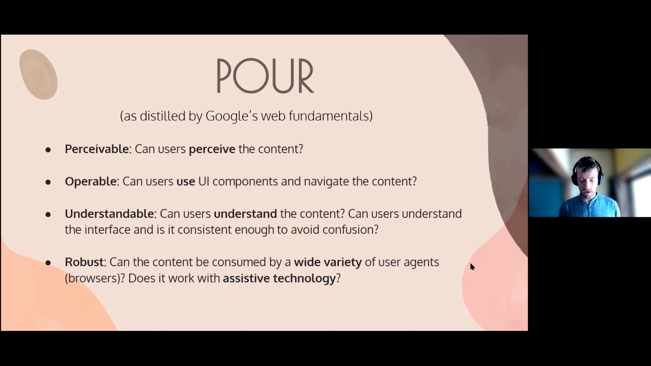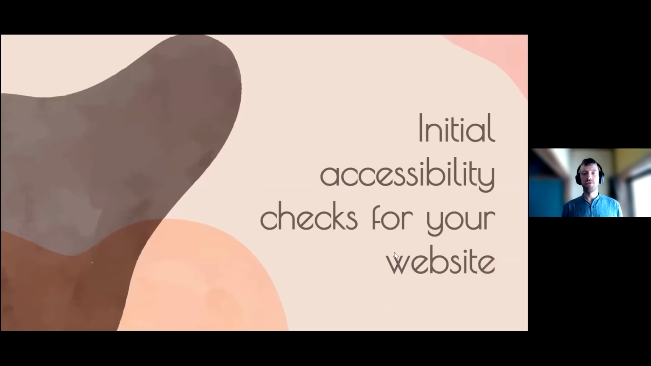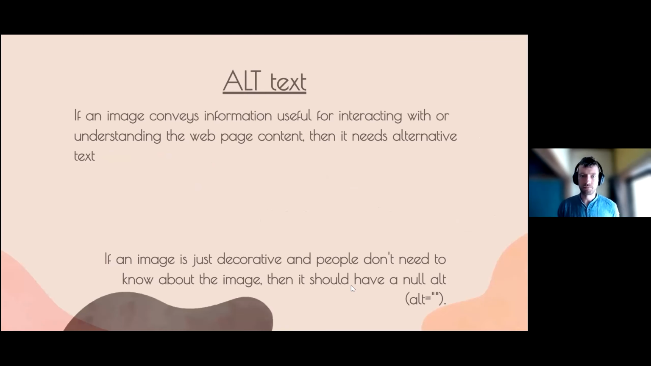So thinking about all four of those things, let's go into some really basic initial accessibility checks for your website. These are really easy checks and things that are pretty easy to remember and focus on when we're building it from the ground up. I think this is the first one that everyone thinks about.